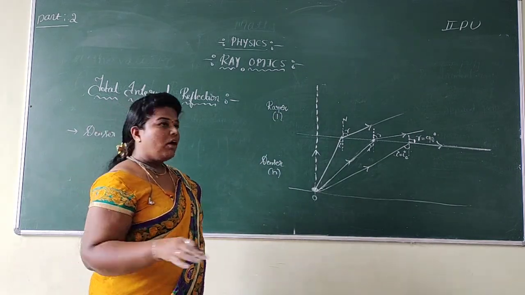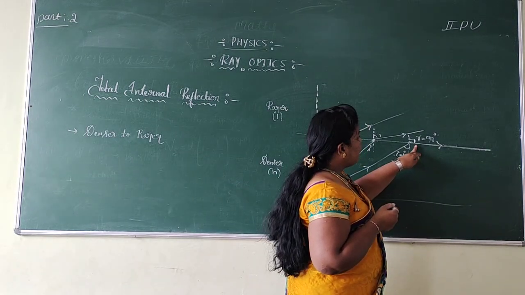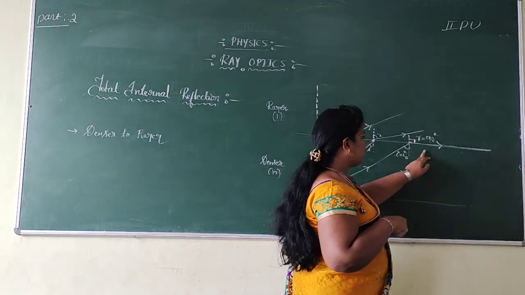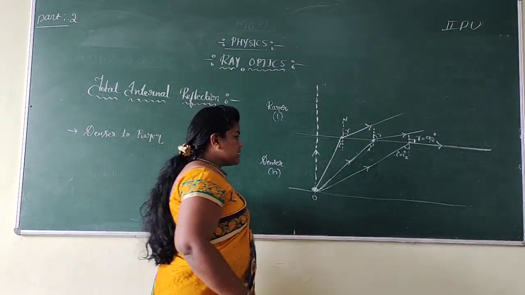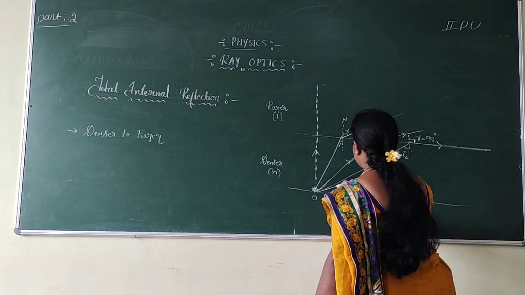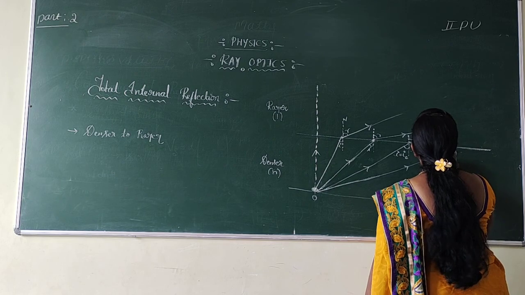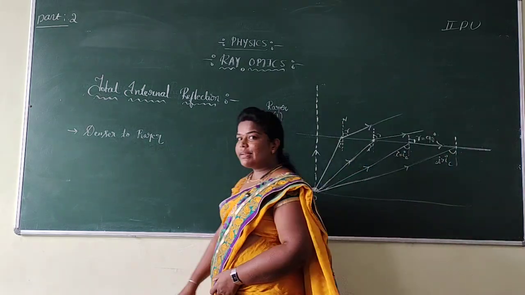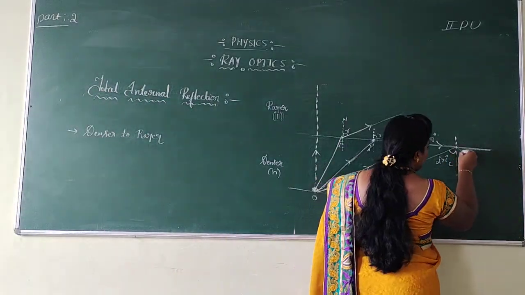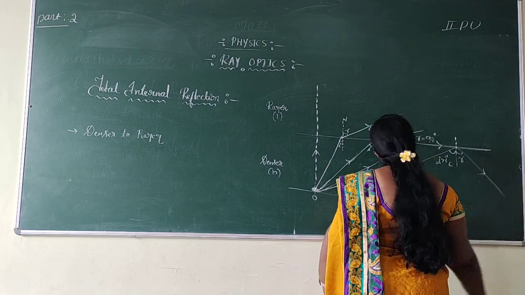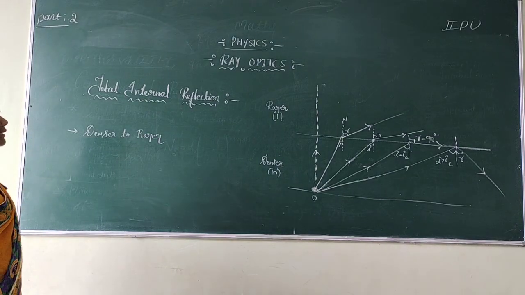Dear students, for a particular angle of incidence, say the critical angle, the light ray just grazes the refracting surface so that the angle of refraction becomes equal to 90 degrees. Dear students, if you increase the angle of incidence greater than the critical angle, what happens? The ray of light completely reflects back into the same denser medium, right? So this is the diagram for total internal reflection.